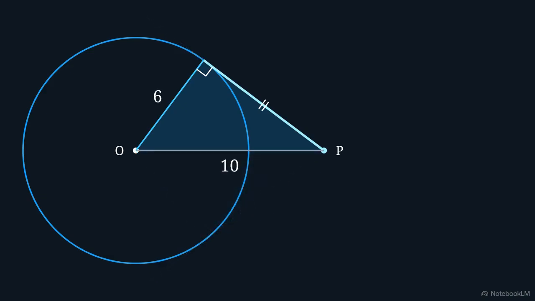Let's put numbers to this. Suppose our circle has a radius of 6, and the distance from the center to the outside point is 10. How long is the tangent line? Take a moment to pause the video and use the Pythagorean theorem to find the missing length.